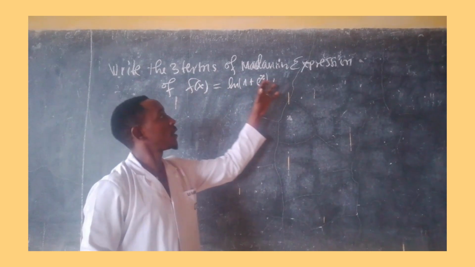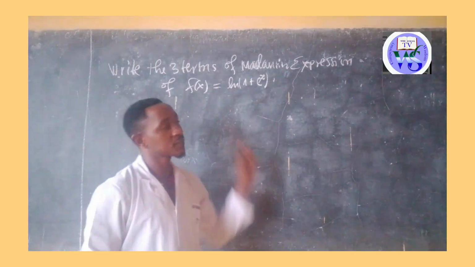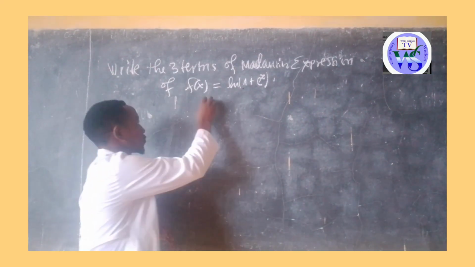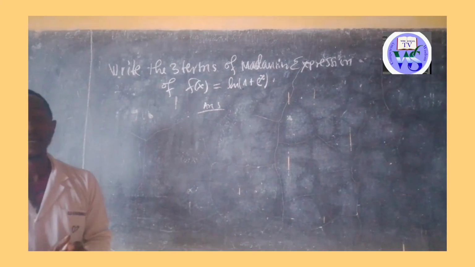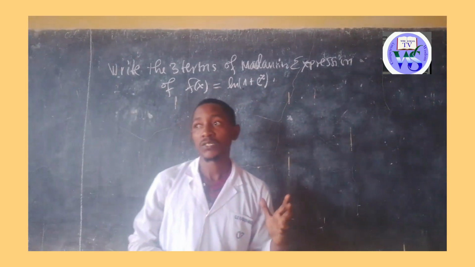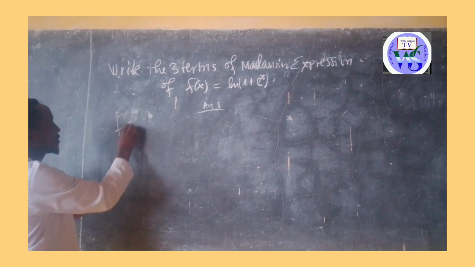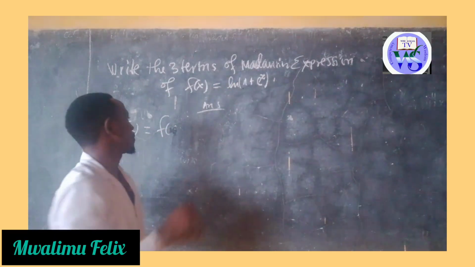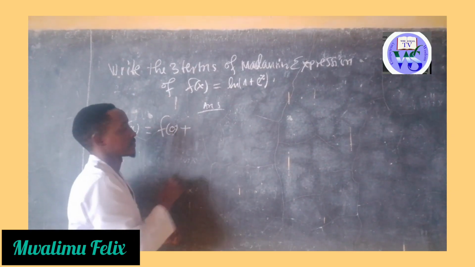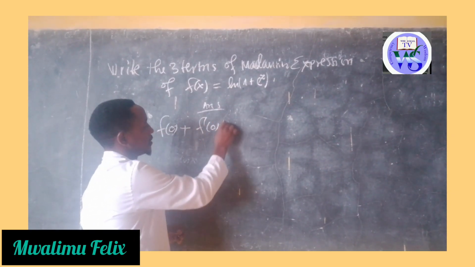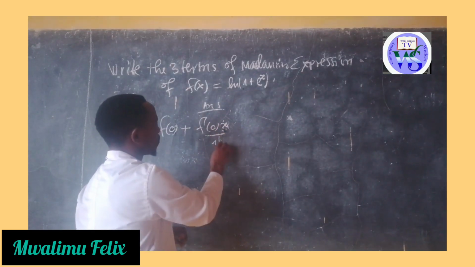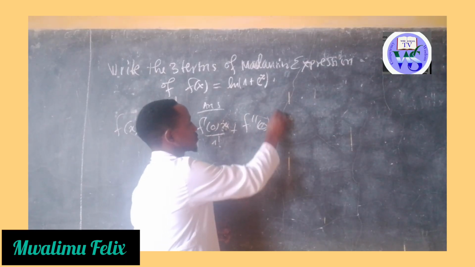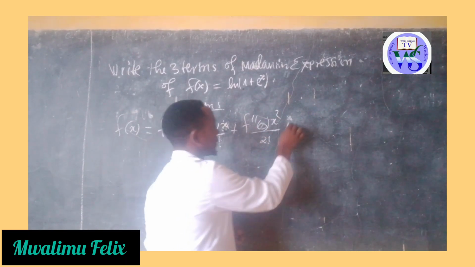What is the Maclaurin expression of f of x equal to ln of 1 plus e power x? So the Maclaurin expression is equal to f of 0 plus f derivative of 0 times x over 1 factorial plus f second derivative of 0 times x squared over 2 factorial plus, and so on.